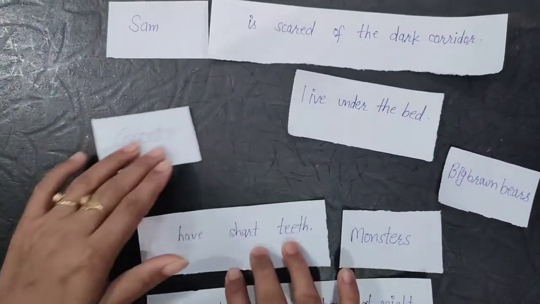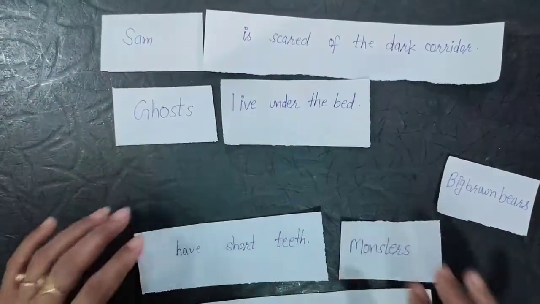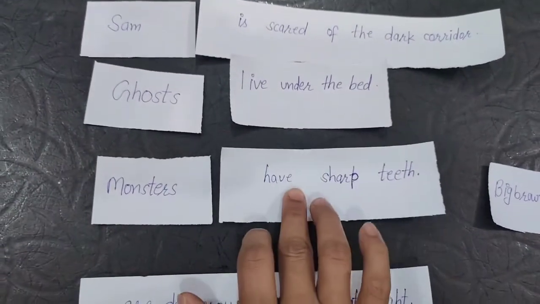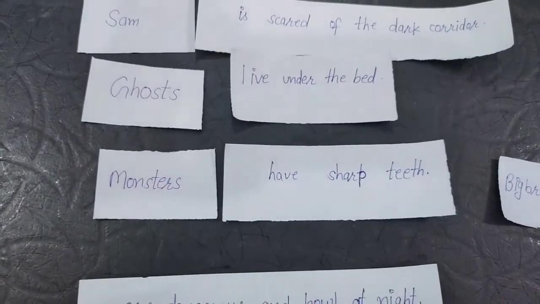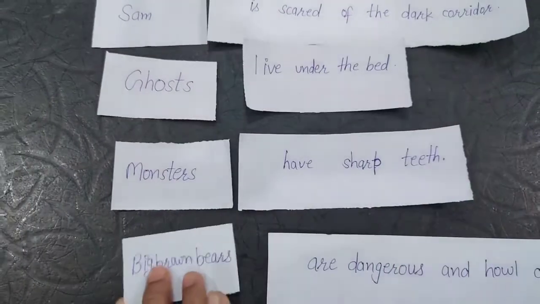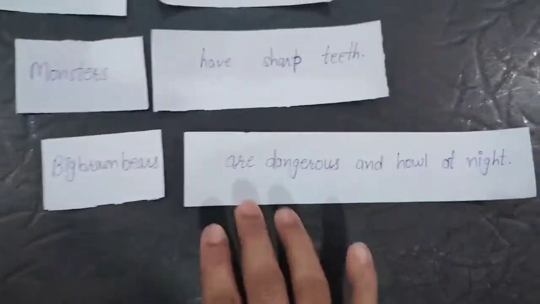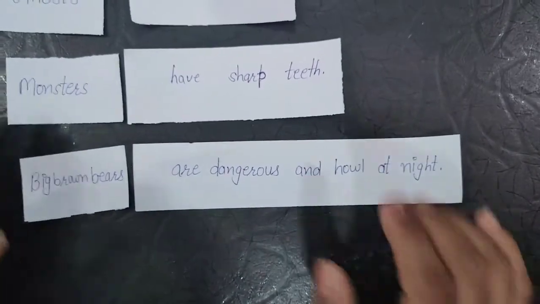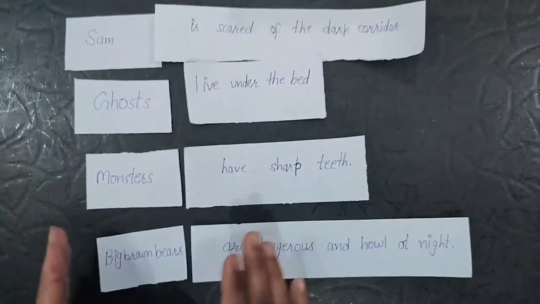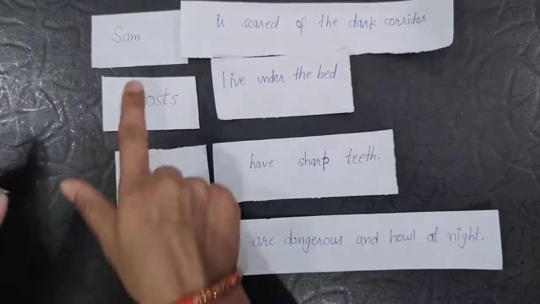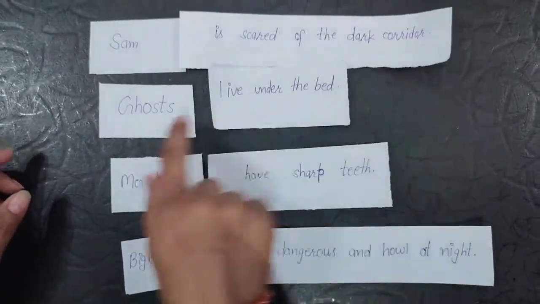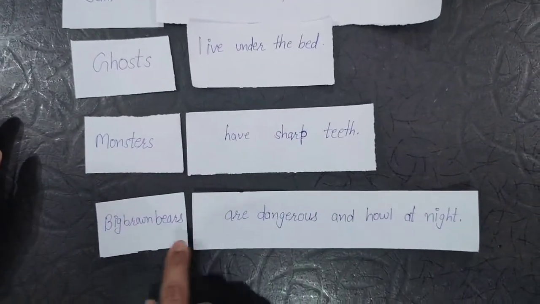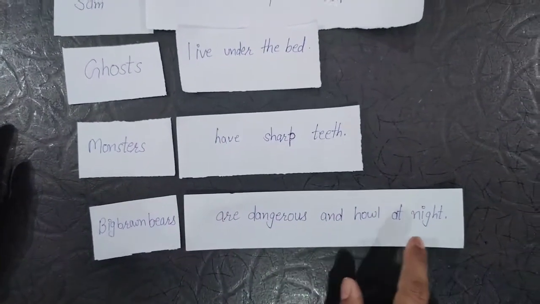Yes, ghosts live under the bed. Monsters have sharp teeth. And this is last: Big brown bears are dangerous and howl at night. So by putting two slips together, we have made some sentences like Sam is scared of the dark corridor, ghosts live under the bed, monsters have sharp teeth, big brown bears are dangerous and howl at night.